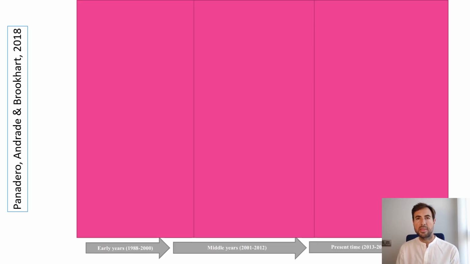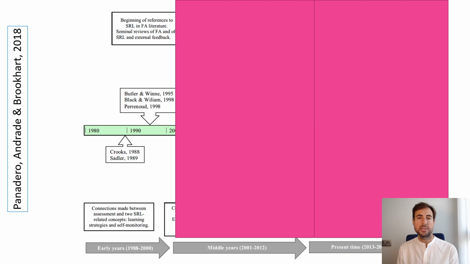4 years ago, with Heidi Andrade and Susan Brookhart, we conducted a state-of-the-art review in which we analyzed theoretical and empirical reviews on the topic of formative assessment and self-regulation of learning. We identified 3 different phases. The first one being the early years, in which you can see some of the names that I just showed you in the previous slide.